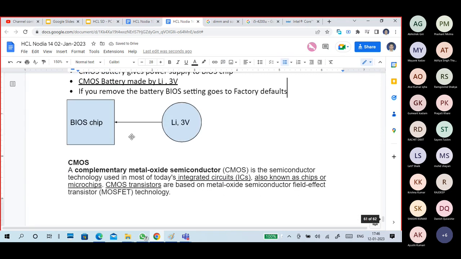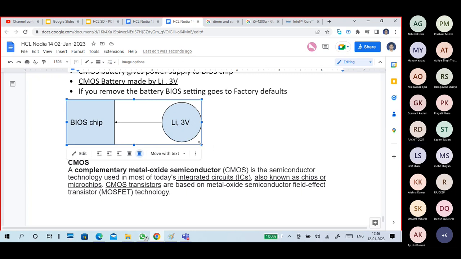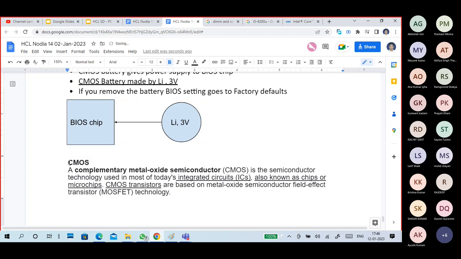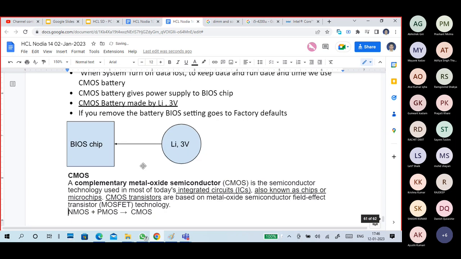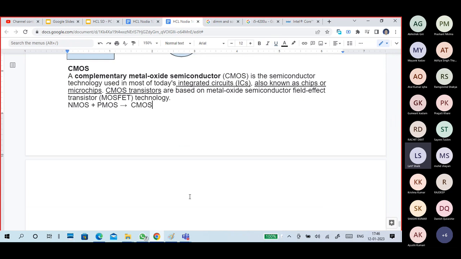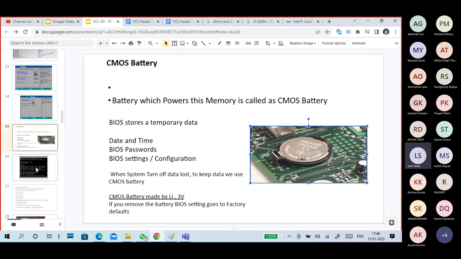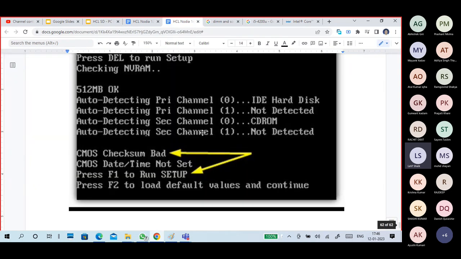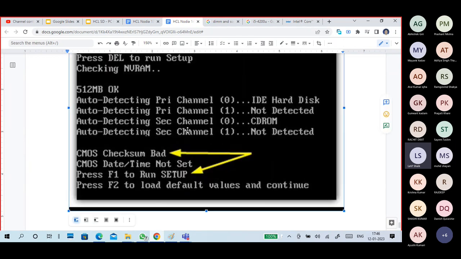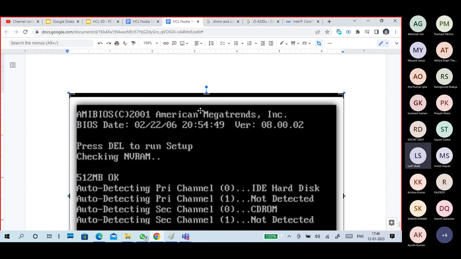If you remove this CMOS battery, the settings go to factory defaults. So don't remove that one. And you will get this kind of error, guys. If you got this error, then someone removed and inserted your CMOS battery.